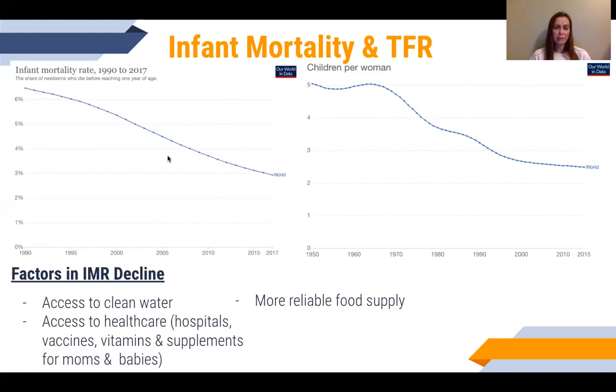And so why is infant mortality rate declining? Access to clean water, access to nutritious food, access to healthcare. Those are the 3 main things that decrease infant mortality rates. And probably number 1 among them is the access to clean water. So we can see that as infant mortality rate drops, so does TFR.